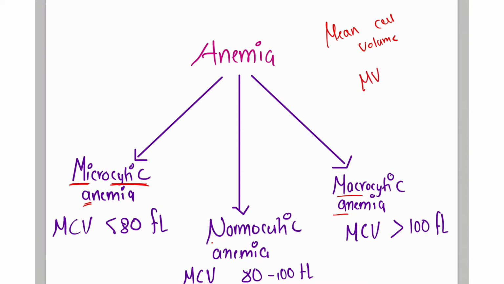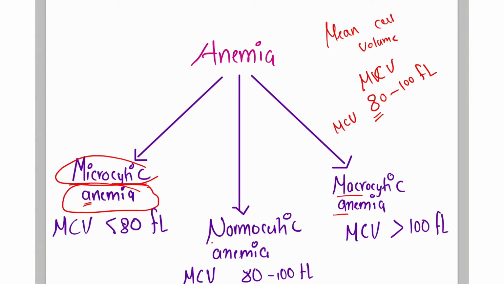Normal MCV or mean cell volume is from 80 to 100 femtoliter. Anemia with MCV less than 80 femtoliter is called microcytic anemia. Anemia with normal MCV is called normocytic anemia. And anemia with MCV more than 100 femtoliter is called macrocytic anemia.